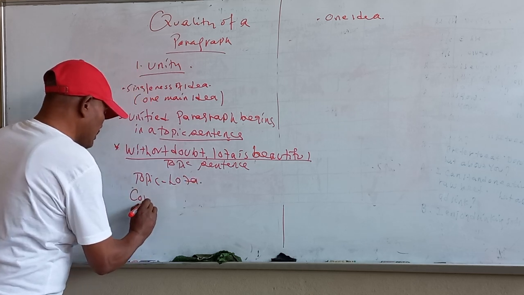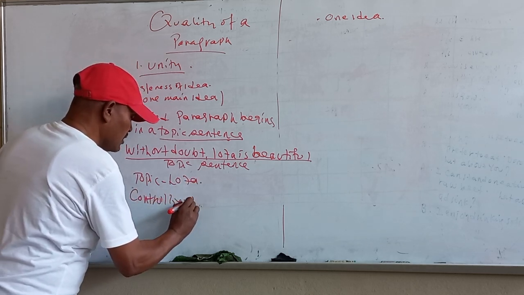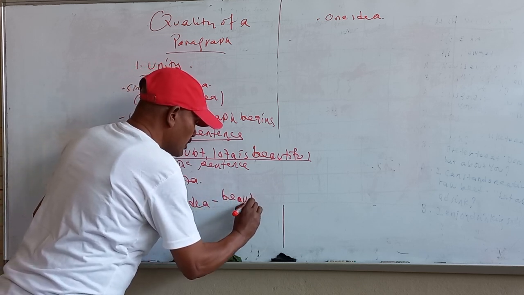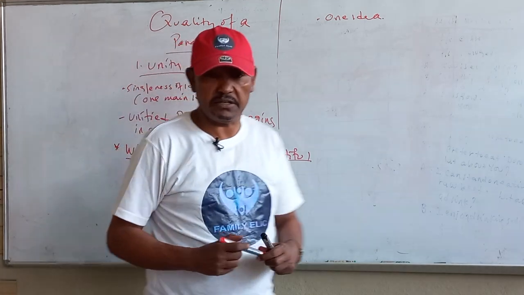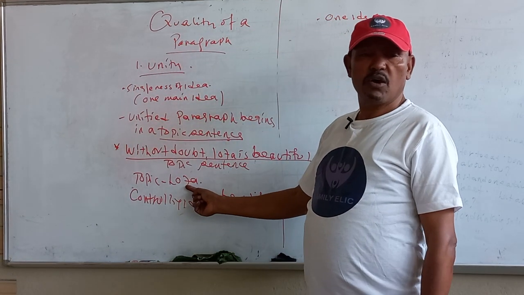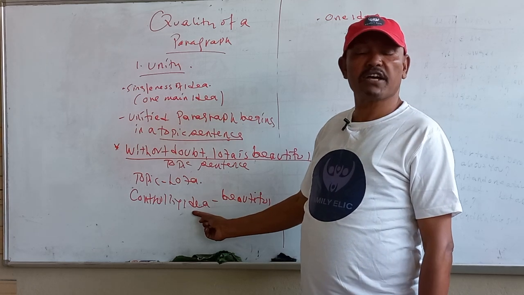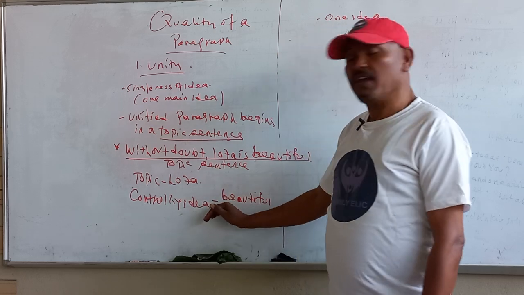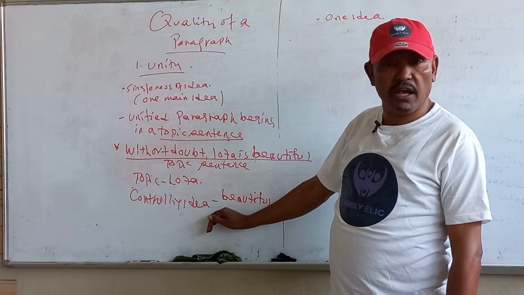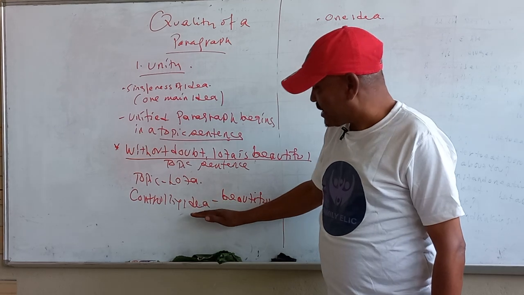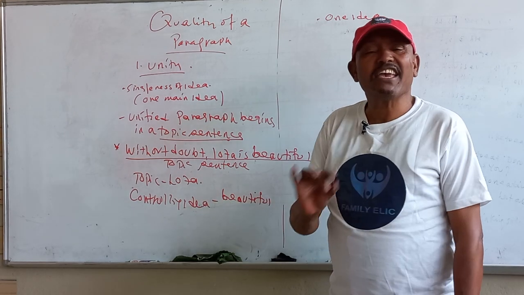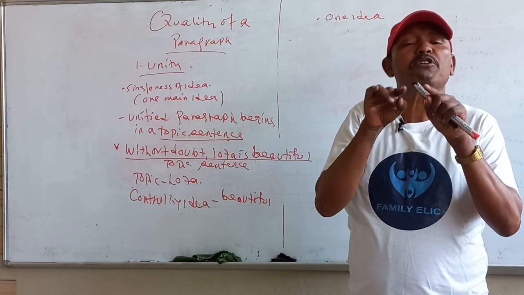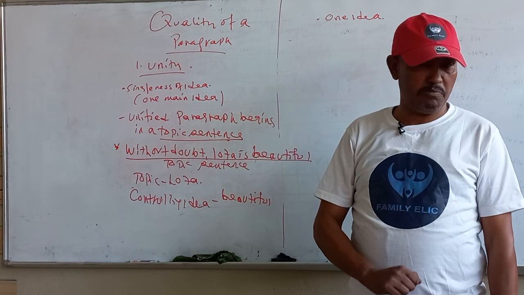What is the controlling idea? About her beautifulness, yes. Lhasa's beautifulness. What is the title here? About Lhasa. What is the controlling idea? About Lhasa's beauties or beautifulness. So here, the controlling idea controls the flow of ideas in a paragraph. On the other hand, the controlling idea keeps the unification or singleness of the paragraph that I'm going to write. That's what unity means.